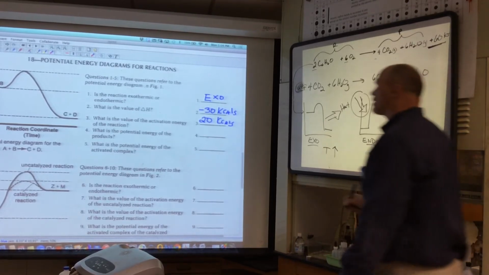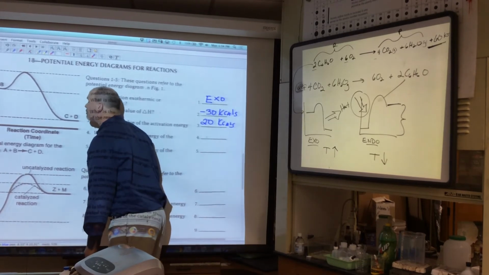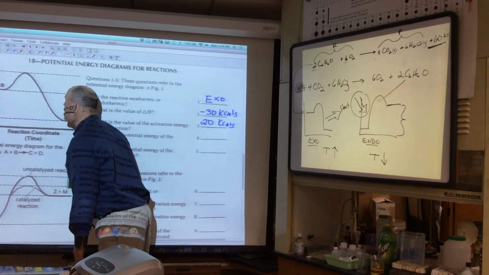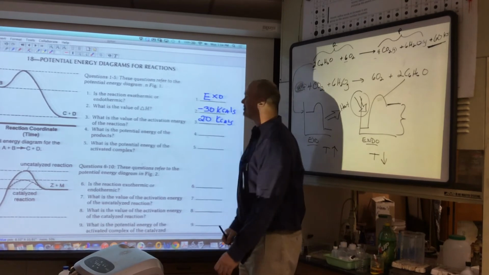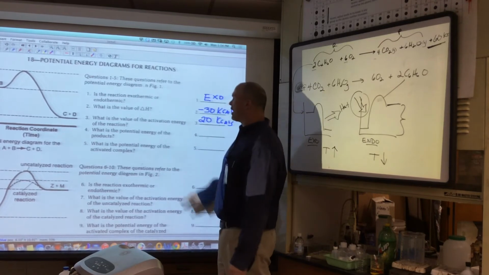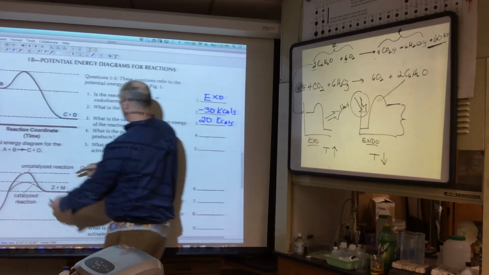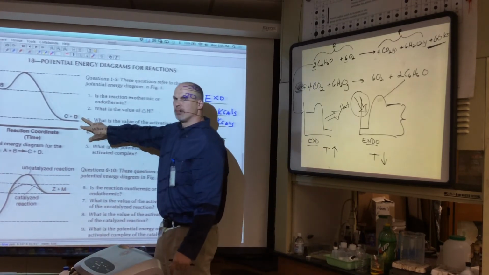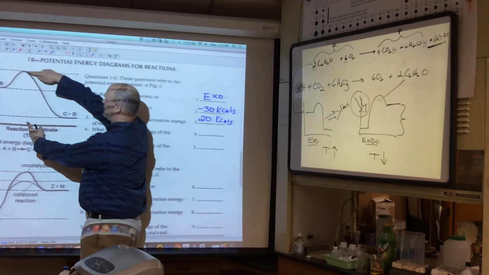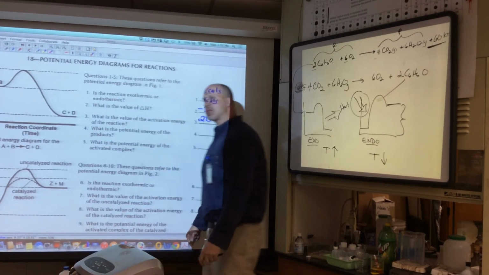What's the potential energy of the products? You have to go below. Go down. All right. 10. The product's energy. What's the potential energy of the activated complex? The maximum energy you have to overcome. 60. That was tough.